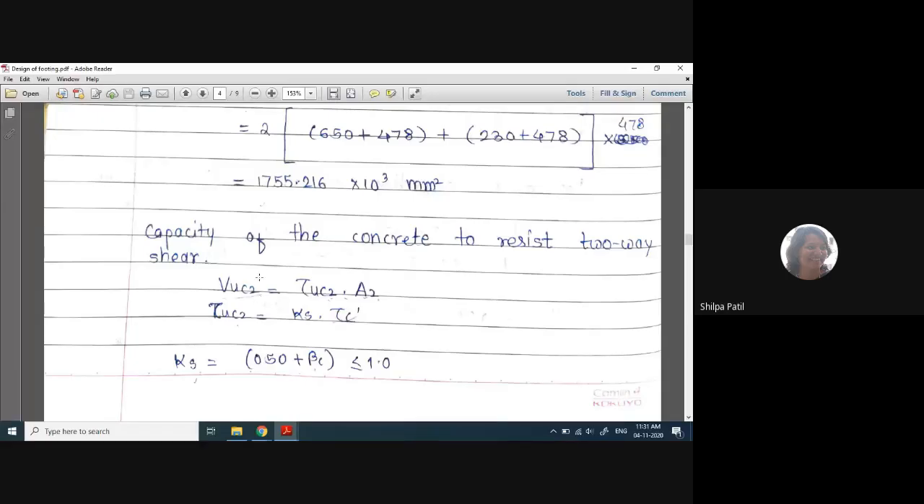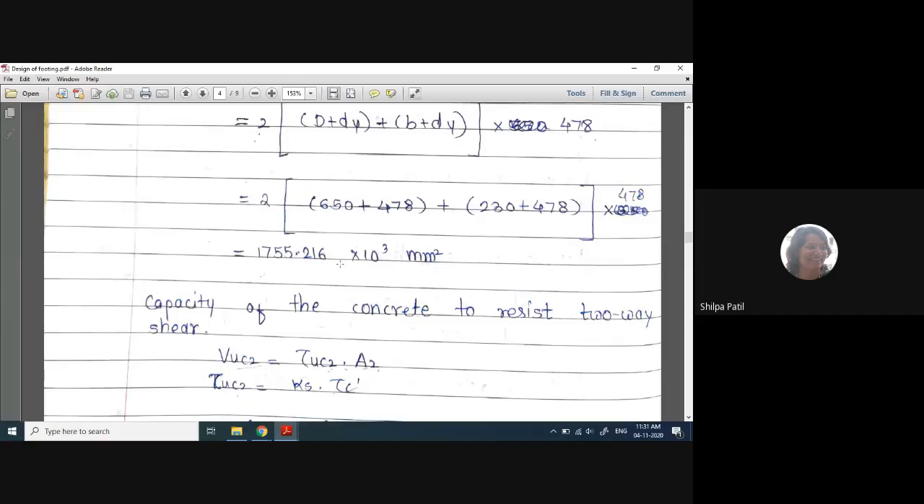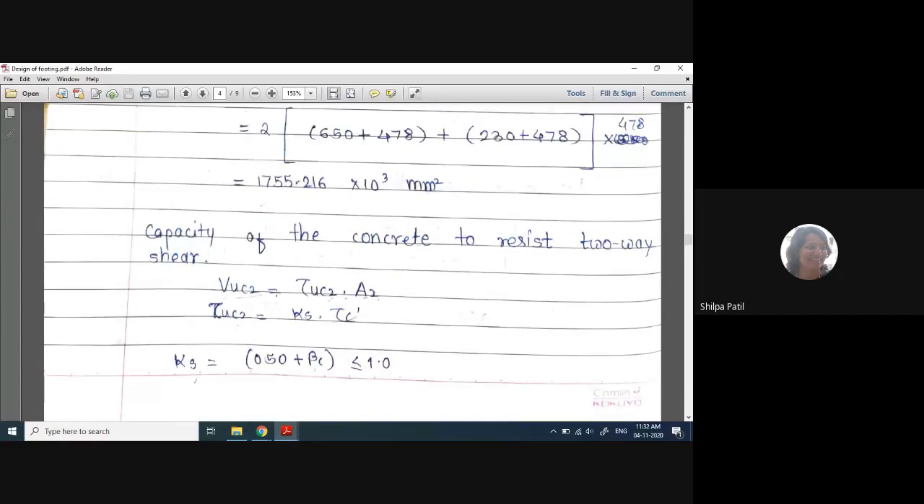VUC2, where 2 again stands for two-way shear, is equal to tau UC2 into A2. You are familiar with this formula, right? Tau C into area, tau C into BD, that formula we have used for finding VC, or VUC. So the same formula is used here. VUC2 is equal to tau UC2 into A2. A2 is the one which we have calculated already here. Now the tau UC2 is given as Ks into tau C.